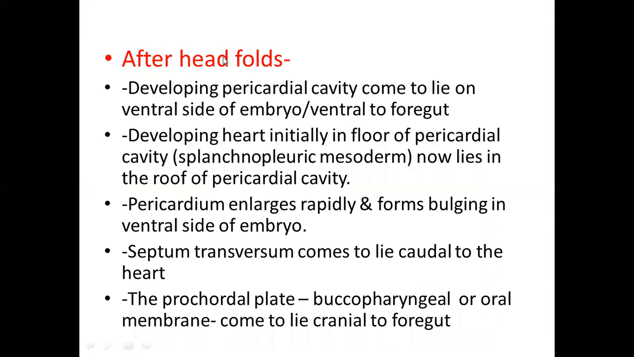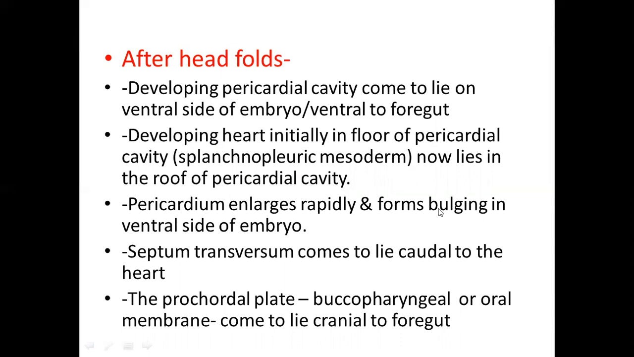So after the head fold, what happens? The developing pericardial cavity comes to lie on the ventral side of the embryo, or ventral to the forebrain. The developing heart is initially in the floor of the pericardial cavity. Initially the heart is in the form of a tube-like structure, and it lies in the floor of that pericardial cavity. But later on it goes up, so the developing heart, initially in the floor of the pericardial cavity, now lies in the roof. So its location is changed, and it goes to the roof of the pericardial cavity.